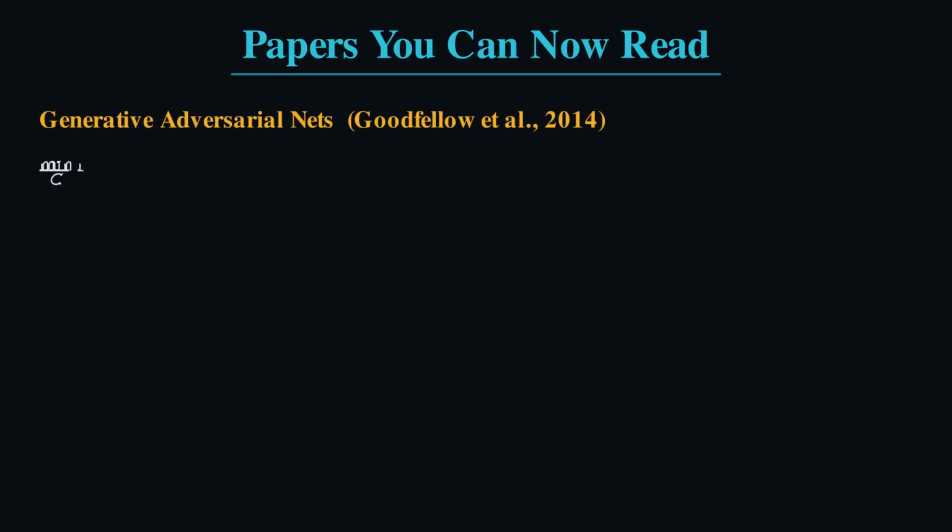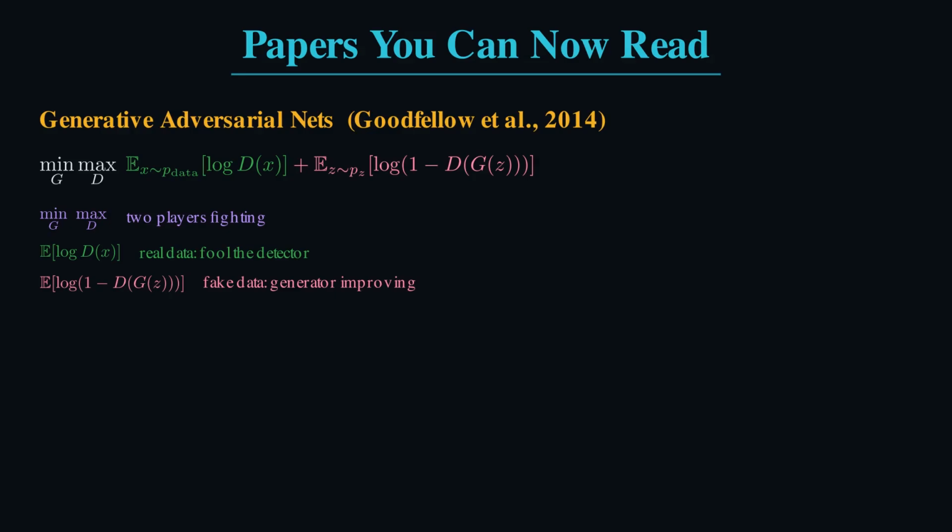Paper 1, Generative Adversarial Nets by Goodfellow, published in 2014. 9 pages. Changed AI forever. The entire paper is built around this one line. Min G, max D, 2 players. A generator G trying to fake data, and a discriminator D trying to catch it.